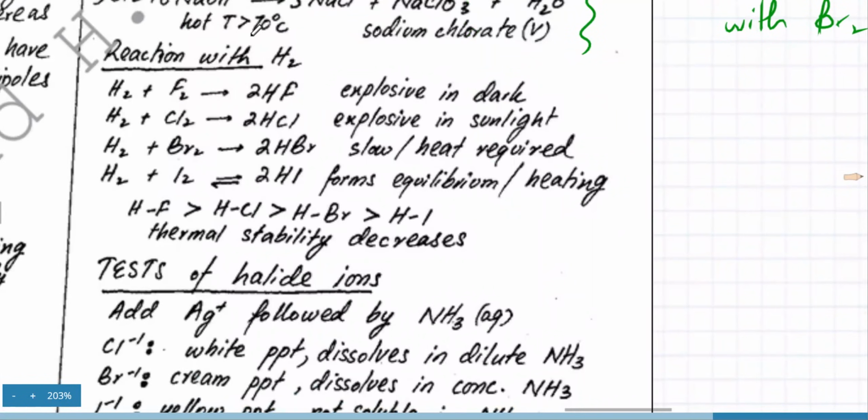Then you have reactions with hydrogen. Fluorine and chlorine have vigorous reactions, and the reactions slow down. With I2, the reaction is kind of slow and never reaches completion because HI decomposes very easily. It's a big bond. It's very unstable. The thermal stability decreases. So HI even decomposes at room temperature very, very easily.